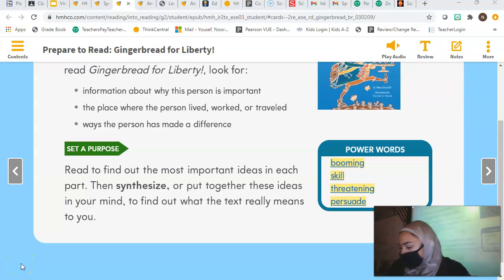Okay, hi guys, welcome. Here's your HMH Lesson 9. I think this is Lesson 9. Yeah, okay, moving on. Yeah, week 2, Lesson 9. Okay, anyway, moving on.